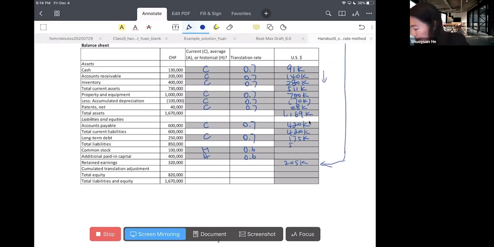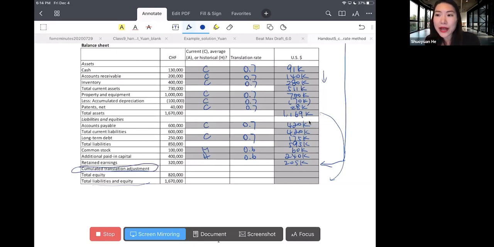Total liability, you just add up everything. Common stock, 60,000. And then one thing is here. Your total liability and equity should be equal to your total asset. You may notice there's a new account here, cumulative translation adjustment.